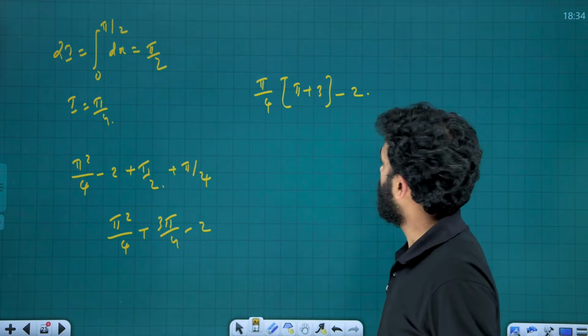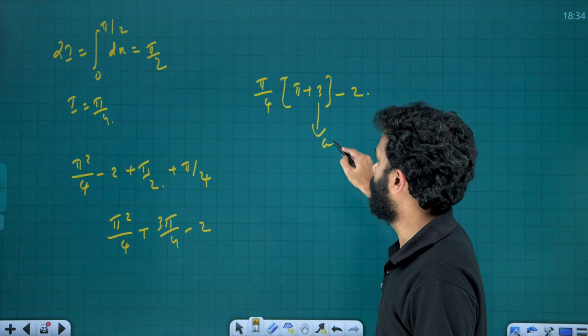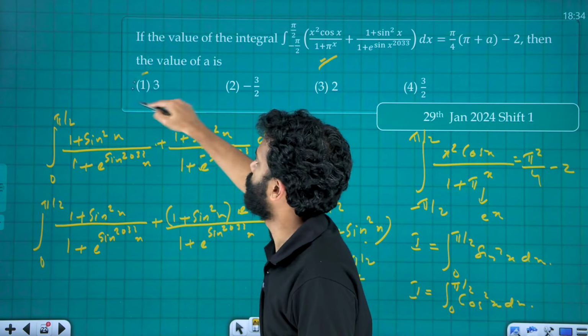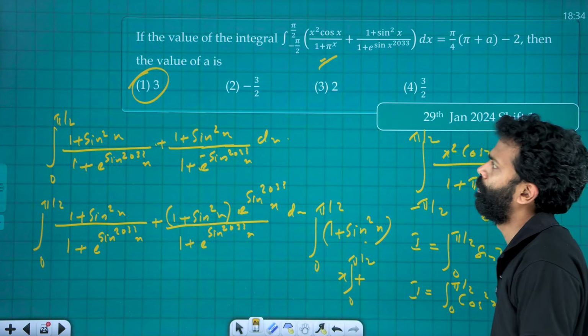What is A? A is 3. So this is what A is. A is 3, and the first option is the correct answer. Easy one. Doable question. Very, very easy question.